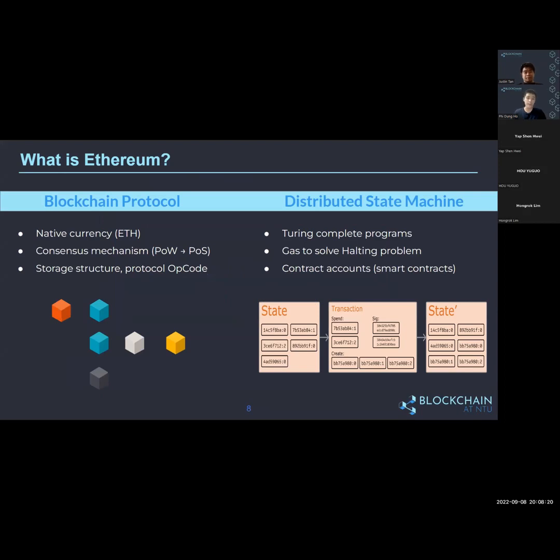So what is Ethereum? Firstly, Ethereum is a blockchain protocol, and like any other protocol, it has a native currency, ETH, and it has a consensus mechanism, which is proof of work, and it's moving to proof of stake. It also has a storage structure and a protocol that runs the digital ledger. But what makes Ethereum stand out is its ability to run complete programs. In fact, it's Turing complete, meaning a program can execute arbitrary logic given the resources.